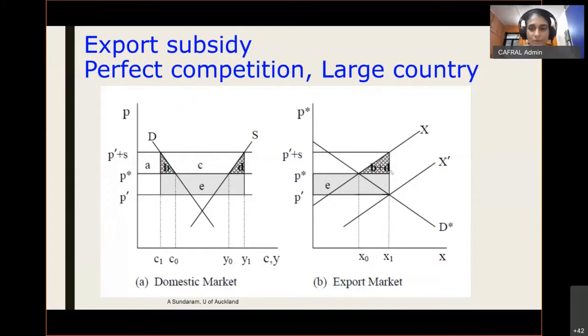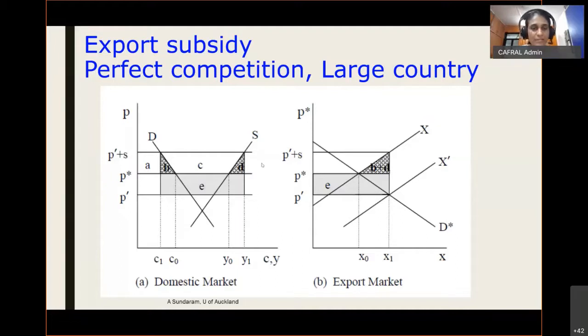So this is what we call D star, the demand curve. So it's import demand, because we're talking about an exporter. And this is the export supply curve. The export supply curve is upward sloping because the higher the price, the more you're going to export, right? Higher world price means you export more. The import demand curve, of course, is downward sloping. The higher the price, the lower the demand. The equilibrium in the international export market is P star. So that is the world price.